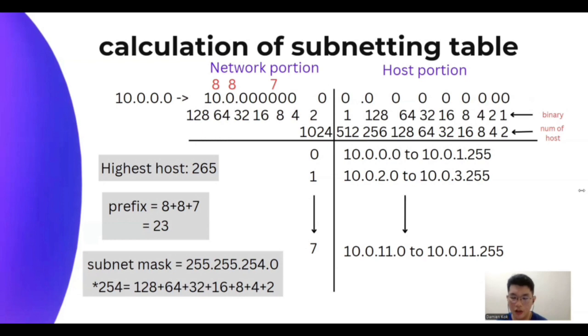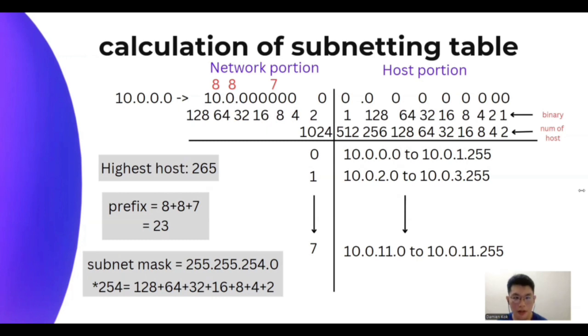In between, there are 512 spaces. So after that, you have to continue to add up to the range, and at the end, you will get 10.0.11.0 to 10.0.11.255. So this is the range that we are going to use later on to assign our IP address in each device. So next, we have to calculate the prefix.